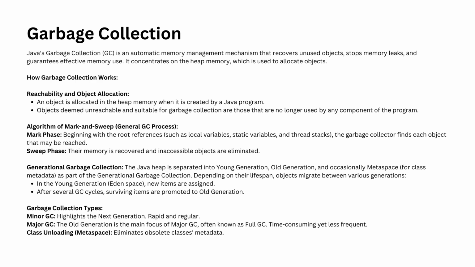Now we have generational garbage collection. We talked about young generation and old generation. As we already know, new objects are allocated in the young generation and surviving objects are promoted to old generation. Now we have different types of garbage collection: minor GC and major GC. Minor GC focuses on young generation, major GC focuses on old generation. Then we have class unloading, which removes metadata for classes that are no longer used.